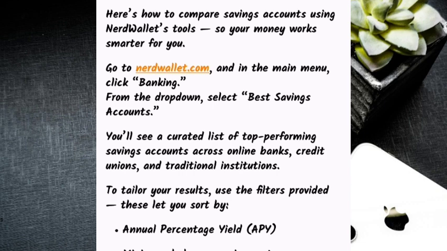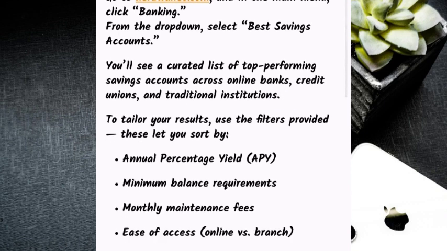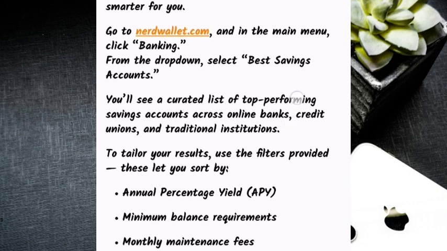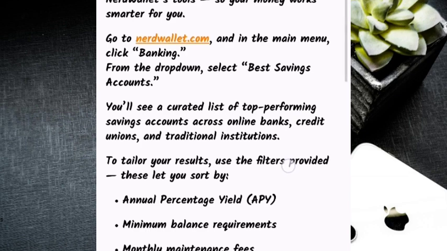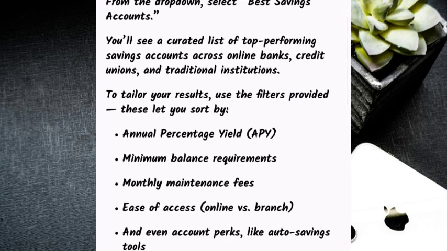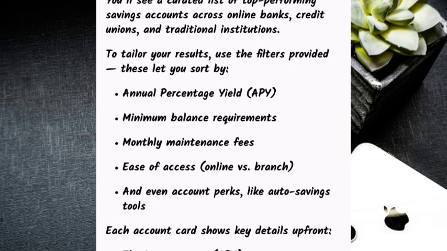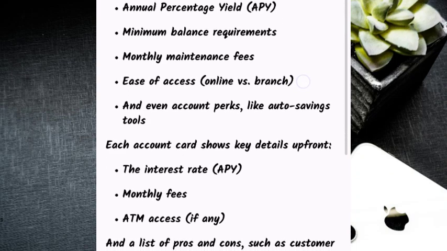To tailor your results, use the filter provided. These let you sort by annual percentage yield, that's the APY, as well as minimum balance requirements. There's also monthly maintenance fees, ease of access, whether it's online or branch, and even account perks like auto savings tools.